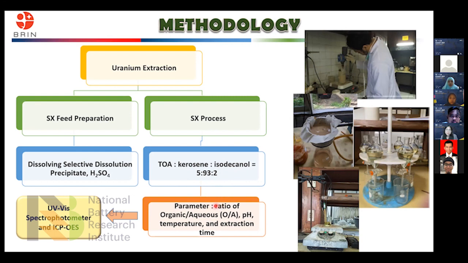In the process of the research, the solvent extraction feed and extractant were put into a beaker glass and then stirred with a magnetic stirrer at various times, various organic per aqueous ratios, and various temperatures. The aqueous phase or raffinate obtained was analyzed for the levels of uranium, thorium, RE, and impurities such as calcium, iron, and magnesium using a UV spectrophotometer and ICP-OES.